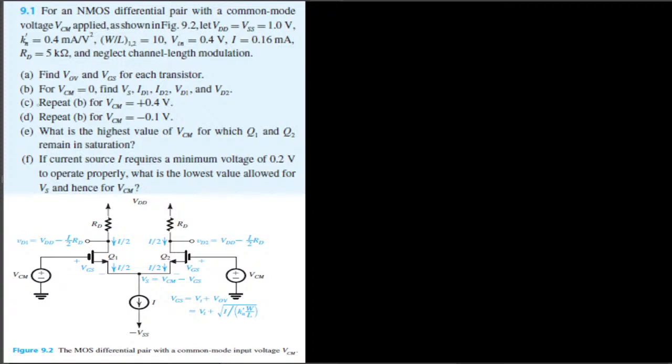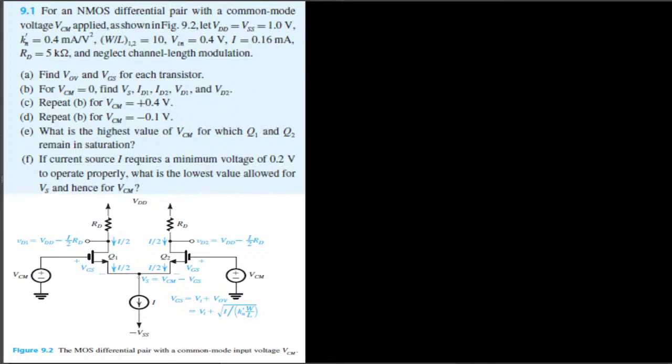I already did the A part, B part, C part in my previous videos. The D part of the question is asking to repeat B for VCM equal to negative 0.1 volts. And in the B part, the things we had to find out were VS, ID1, ID2, VD1 and VD2.